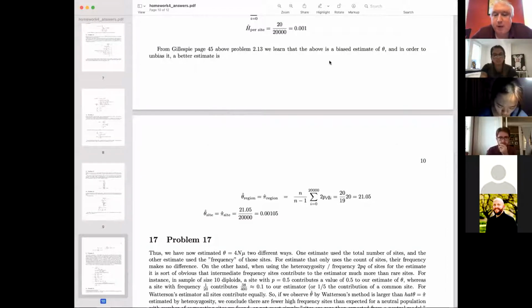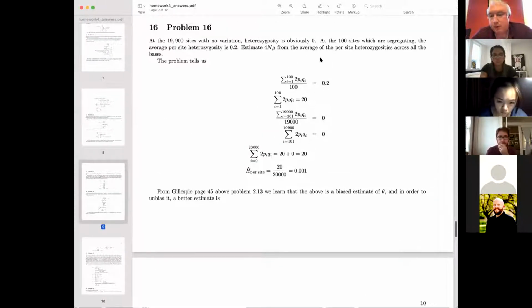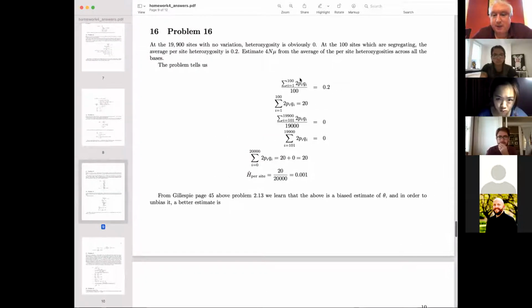So I'll share this just a little bit because although that is exactly what I wanted you to do, I'll also point out that I've done it exactly the same way. I said at 100 sites 2PQ was equal to that. So their sum was 20 over a whole lot of sites. 2PQ was 0, and therefore over all 20,000 sites 2PQ is 20. Therefore my estimate of heterozygosity per site is equal to 20 over 20,000, or 10 to the minus third.